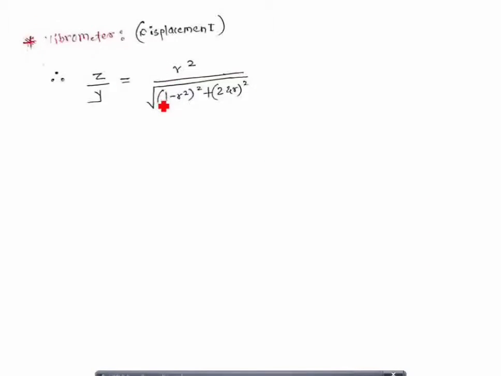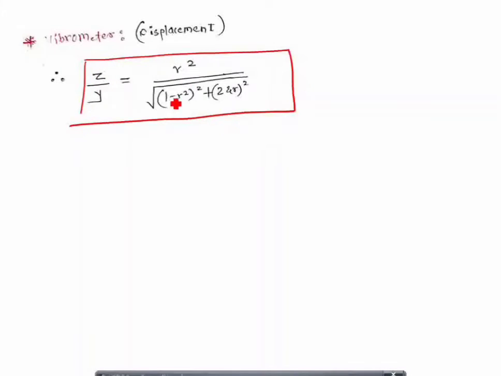Now, vibrometer is a device which measures the displacement, that is, the output generated from the vibrometer will be in the form of the displacement amplitude. So the formula will be the same as that of the seismometer, that is z upon y is equal to r square upon square root of (1 minus r square) whole square plus (2 zeta r) whole square.